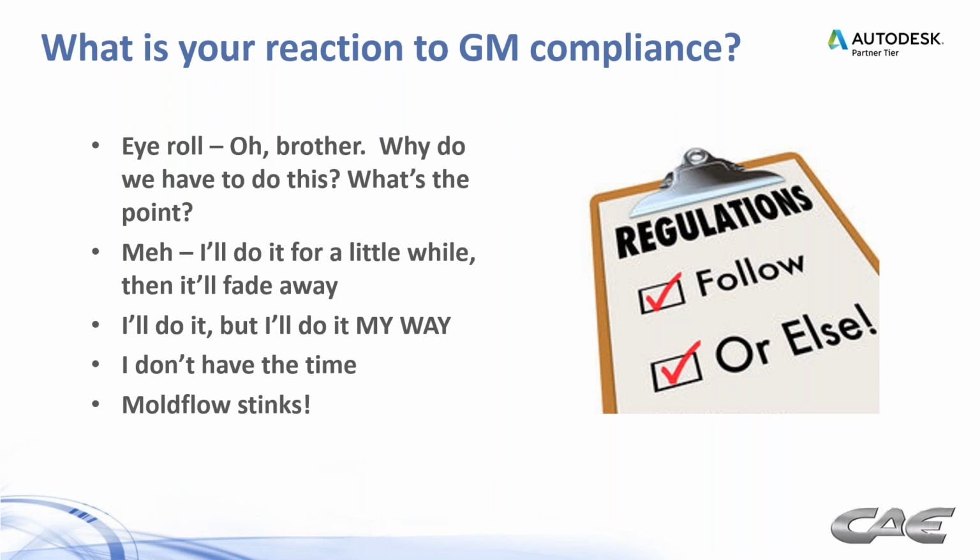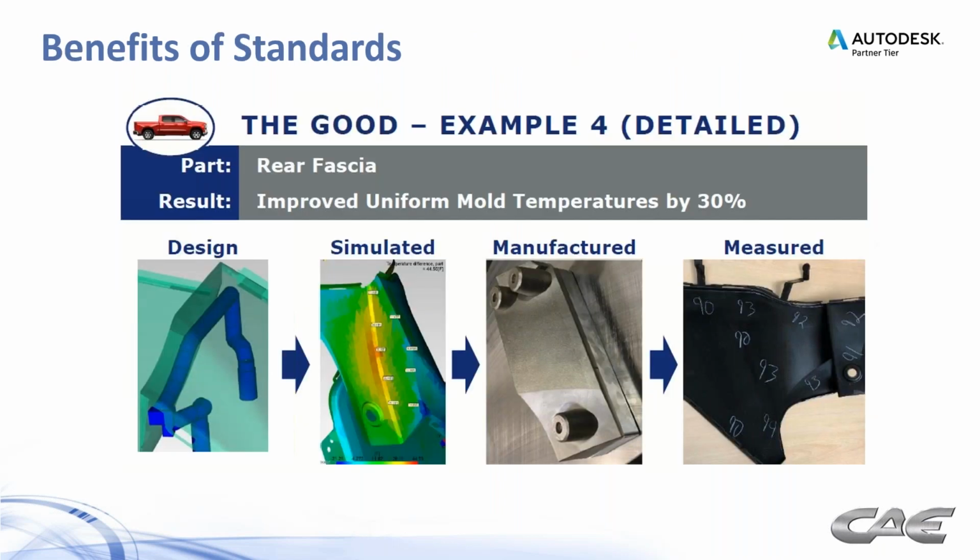But I'm here to tell you that if you do things right, there's really quite a lot of benefit to using standards. Here's some examples that Darren provided for me. And this is actually one we worked on ourselves. You use the design, for example, in this case, a conformal cooling. You simulate it, you manufacture it, and you test it. And in this case, we were able to improve the mold temperatures by 30%.